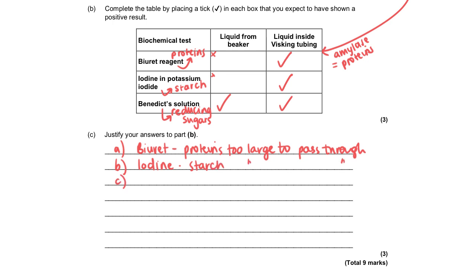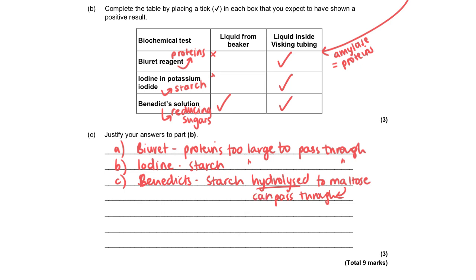But for the Benedict's test, you needed to say that the starch, and these are key terms now, the starch is hydrolyzed, not broken down, so it's hydrolyzed to maltose. And the maltose can then pass through the tubing. So it can pass through.